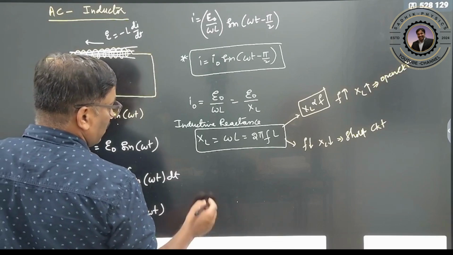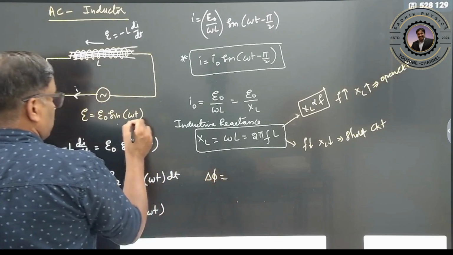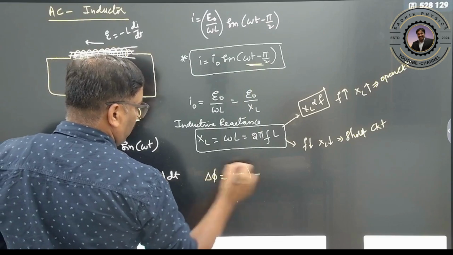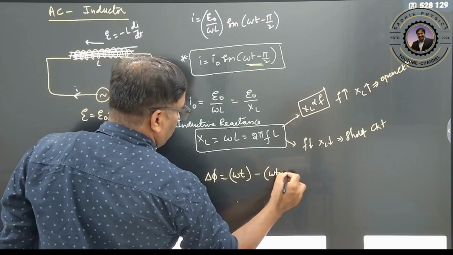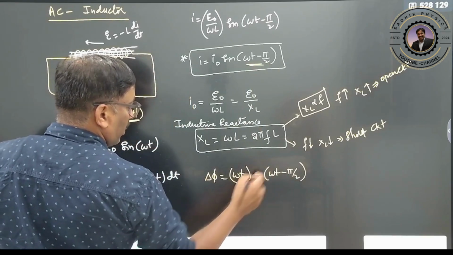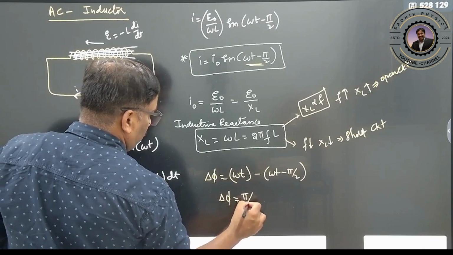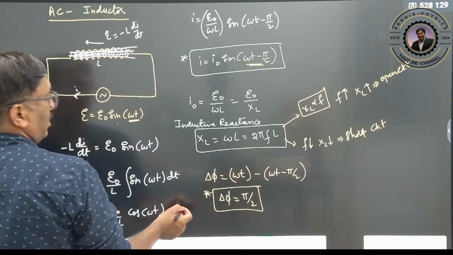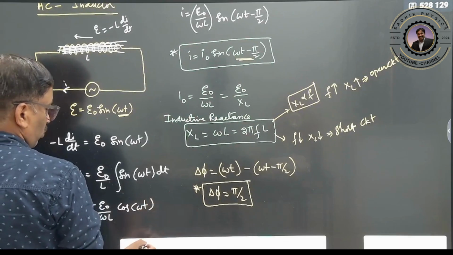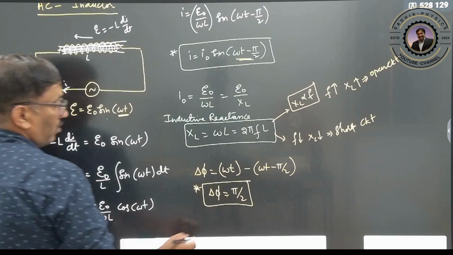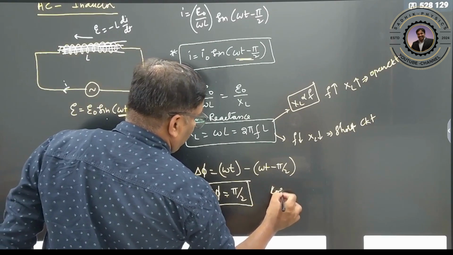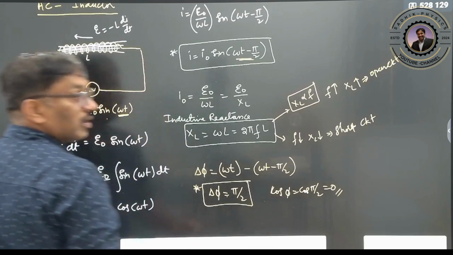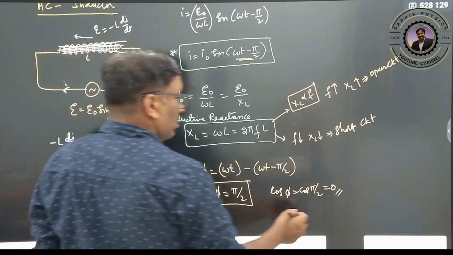Now tell me what is the phase difference? So this is your omega t voltage, minus omega t minus pi by 2. So what you can write now, omega and omega cancel. So phase difference will be equal to pi by 2. Clear? So phase difference is how much now? Pi by 2. Once phase difference is pi by 2, what will be the power factor now? Power factor cos phi, cos 90, cos pi by 2, that is nothing but 0. So power factor is 0.